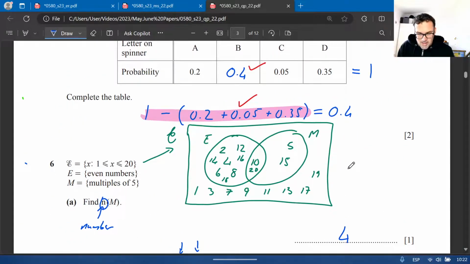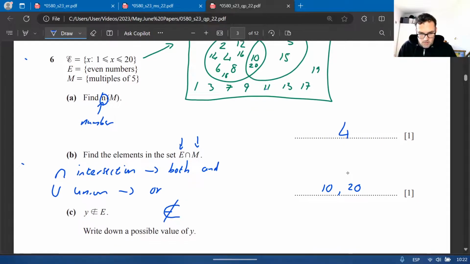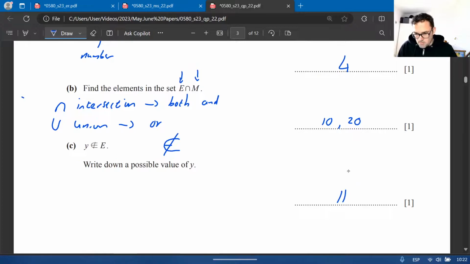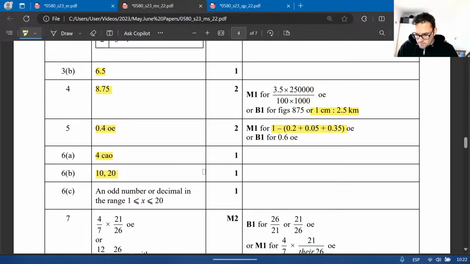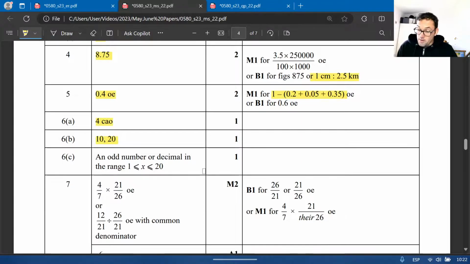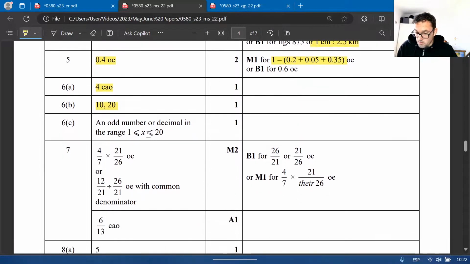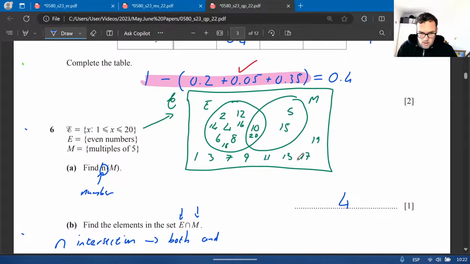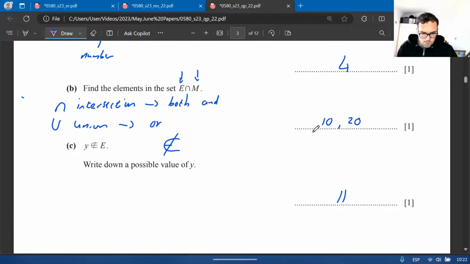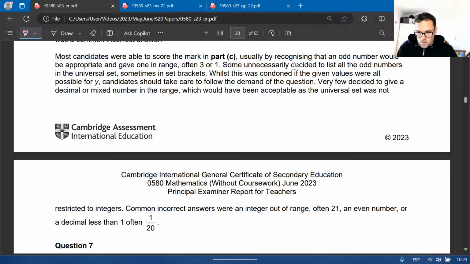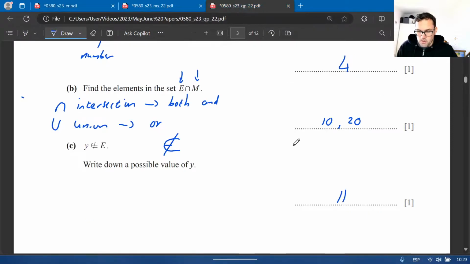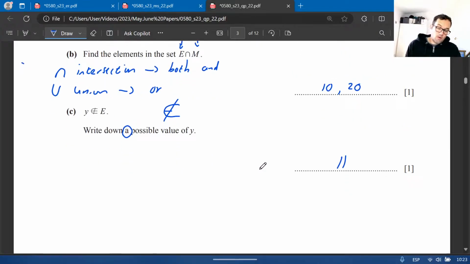Any of these numbers that is not in E, we can write down: 1, 3, 7, 9, 11, 13, 17, 19, 5, or 15. Any one of those. Pick one. Yeah, let's take 11. 11 is a good one. I like it. 11 is not an element of E. Okay, an odd number, we can write any number in the range 1 to 20. So any of the odd numbers. Some students wrote all the numbers, which is unnecessary. It just means write one possible. So they say read the question carefully and do what they say. But if you wrote all the odd numbers, they gave you the mark.